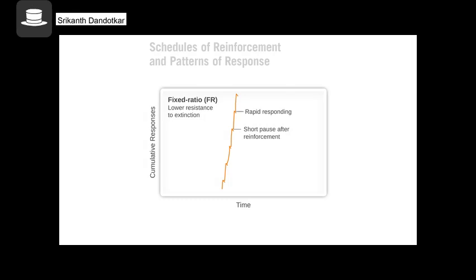However, there are short pauses immediately after reinforcement. Also, this kind of scheduling has lower resistance to extinction. For example, a single non-reinforcement may facilitate extinction. What are some common examples of this kind of scheduling?